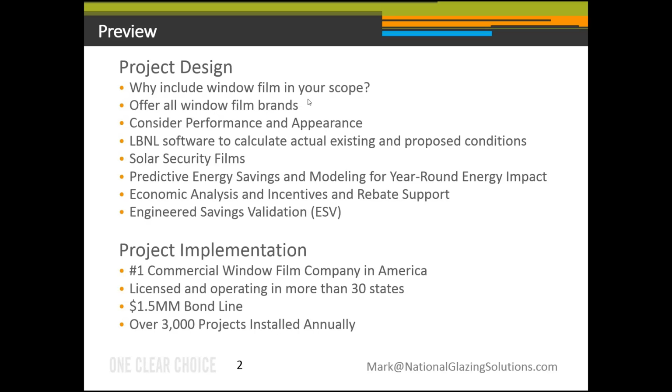During implementation, we want you to see us, as your most trusted partner in this industry, as the #1 commercial window film company in America, licensed and operating in more than 30 states with a $1.5 million bond line in each of 2013 and 2014, installing over 3,000 projects per year. How can we help you achieve your implementation goals? For now, let's drill down into project design.